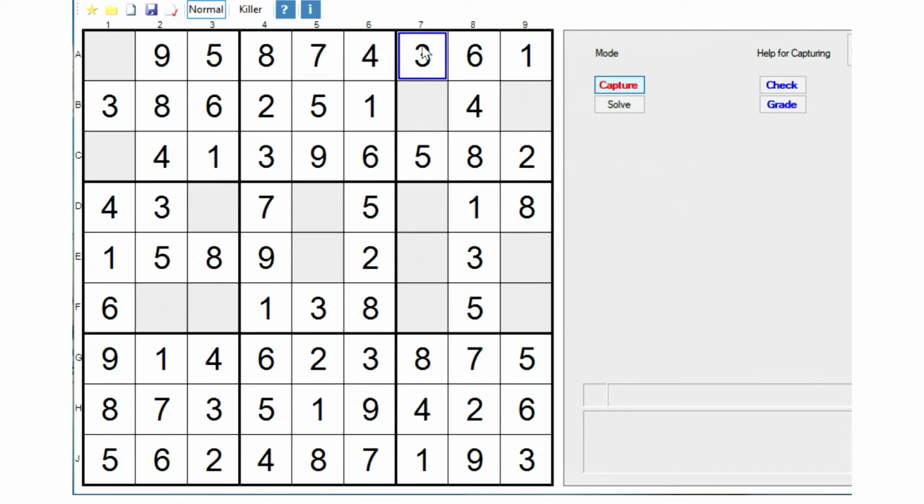Using counting, we can complete row A. The 2 is missing, so let's fill that in. And in row C, we have one number missing. And also block 1 has one number missing, and it's the number 7.